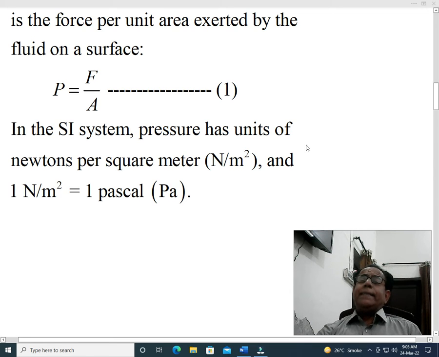In the SI system, pressure has units of newtons per square meter, that is capital N over small m square. That is Newton per meter square or Newton per square meter. And 1 Newton per meter square is equal to 1 Pascal, which is abbreviated as Pa.